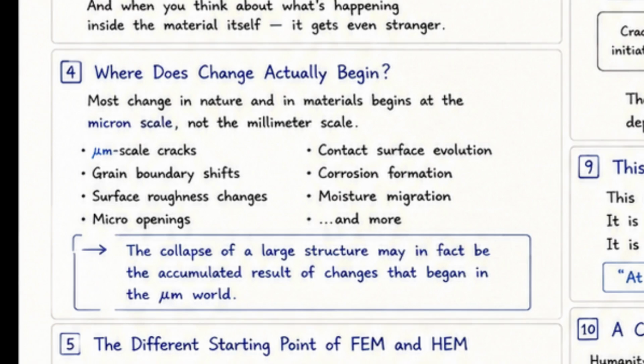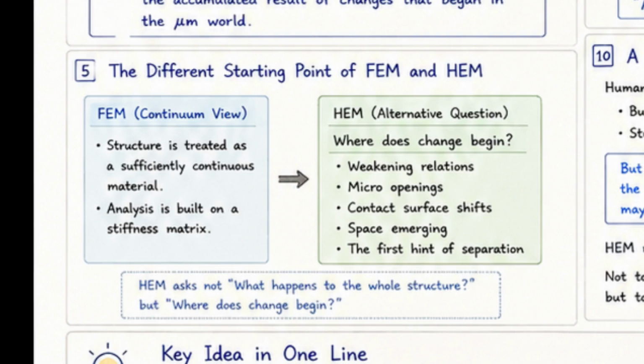Most change in nature and materials does not begin at the millimeter scale. It begins with microscopic cracks, grain boundary shifts, surface changes, contact evolution, corrosion, and moisture movement. Large failures that we can easily observe may simply be the accumulated result of changes that started much earlier in the micrometer world. Finite element method is a powerful approach.